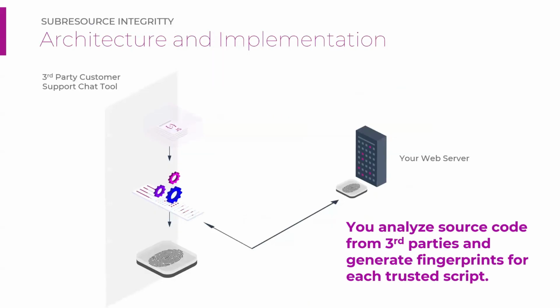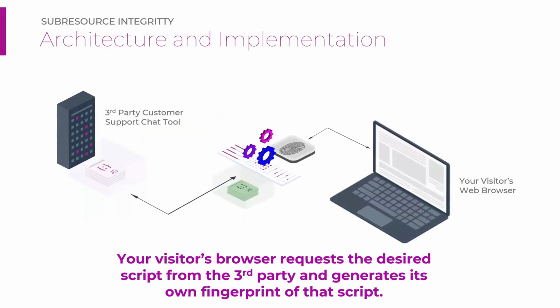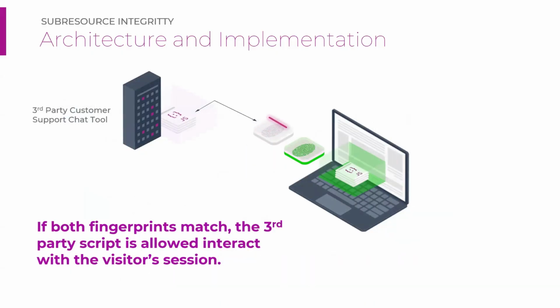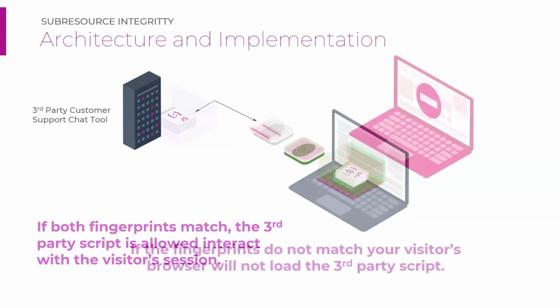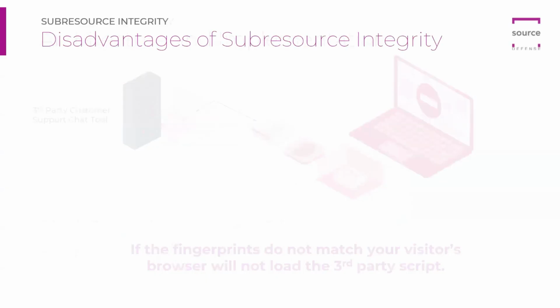So SRI works by fingerprinting files and then the web browser forces the enforcement of those fingerprints. If the fingerprints don't match, the script will not be loaded, or other resources if you're really getting crazy with it, like images or CSS files. But the idea is that if fingerprints don't match, the file doesn't get loaded. The concept's pretty simple.